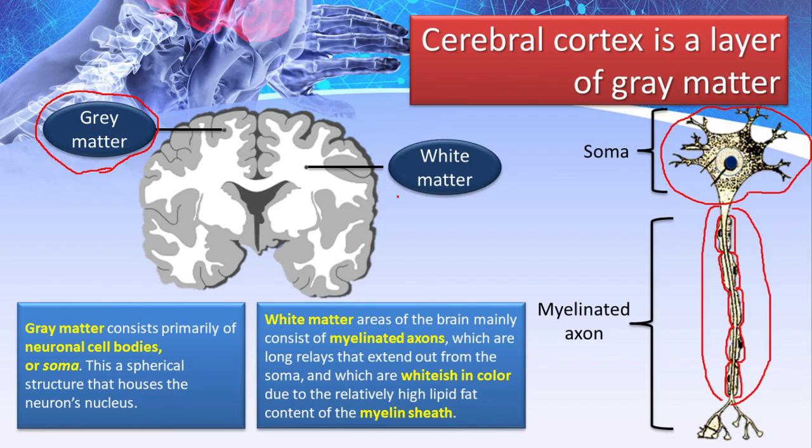So the grey matter is present in the peripheral layer of the cerebral hemispheres, which is called the cerebral cortex, and the white matter is located deep in the brain. Here you can see the white matter is located deep in the brain, and the grey matter is present in the peripheral layer or the surface layer. That is called the cerebral cortex.